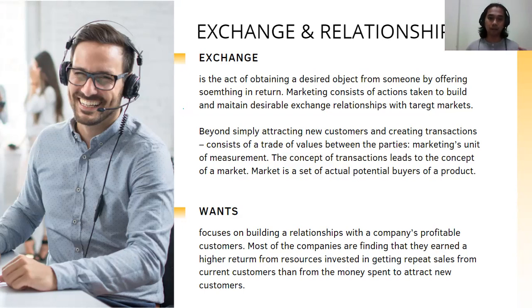But beyond simply attracting new customers and creating transactions, which consist of a trade of values between the parties, marketing's unit of measurement, the concept of transaction leads to the concept of a market. A market is a set of actual and potential buyers of a product. So in the marketing concept, we have to understand our market. And when we say market, these are our customers.